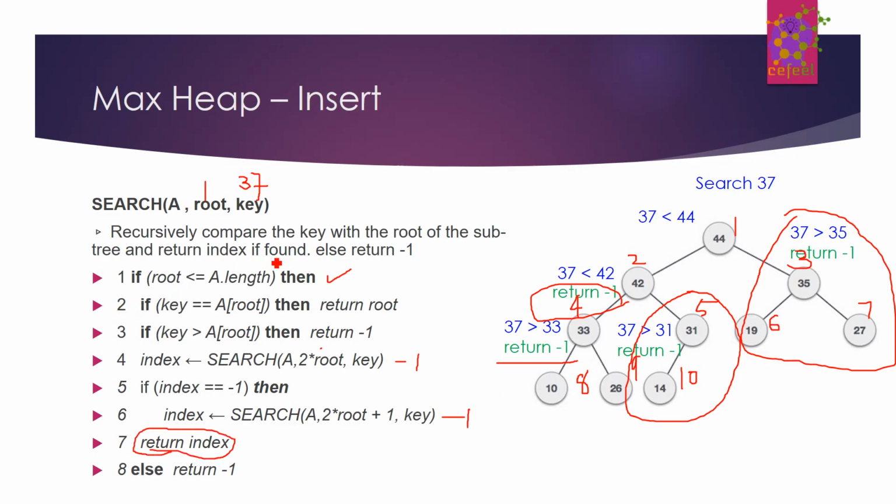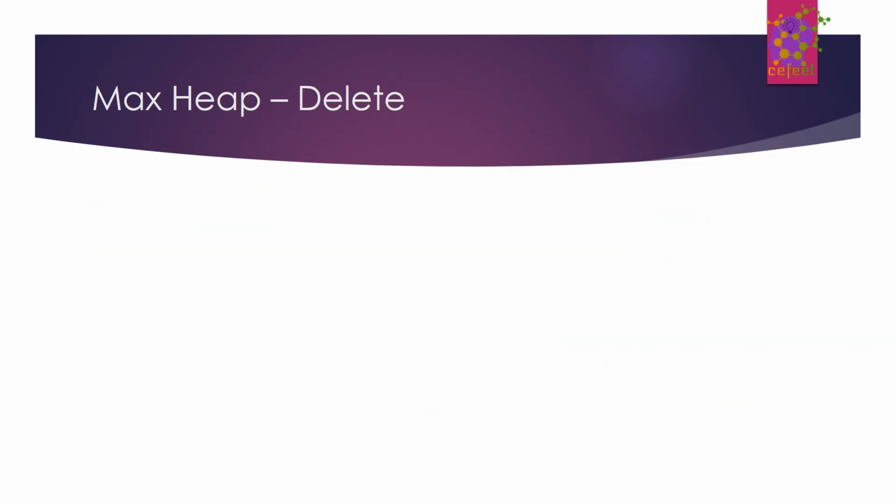So this means that 37 was not found in the heap. So that's how it is. I believe it was a little complex, but if you just trace it down through the steps, you'll see that it becomes easier. So this is the final value returned, which is -1, and let's now move ahead to the delete, which is the last operation we have.